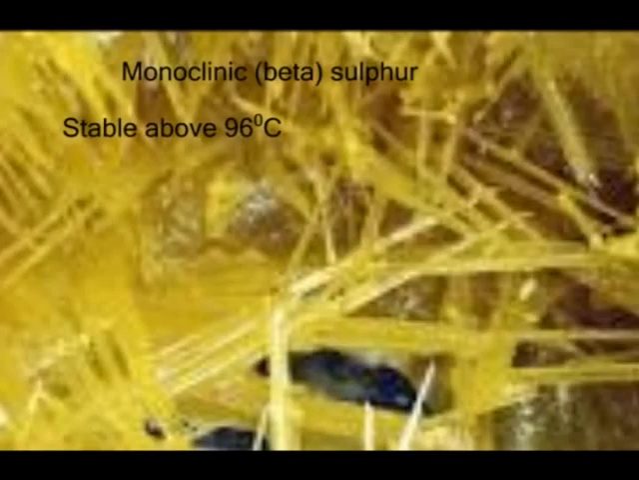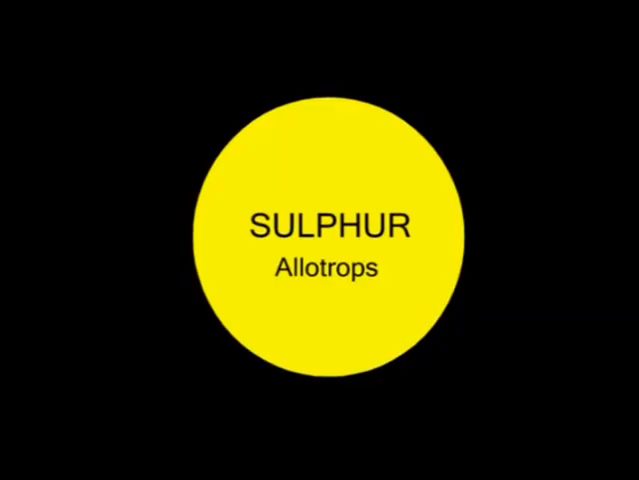Monoclinic sulfur, also called beta sulfur, consists of needle-shaped crystals. It is only stable at temperatures above 96 degrees Celsius. Thus, below 96 degrees Celsius, crystalline sulfur exists in the rhombic form, and above 96 degrees Celsius, it exists in the monoclinic form. The temperature 96 is in this case called the transition temperature.